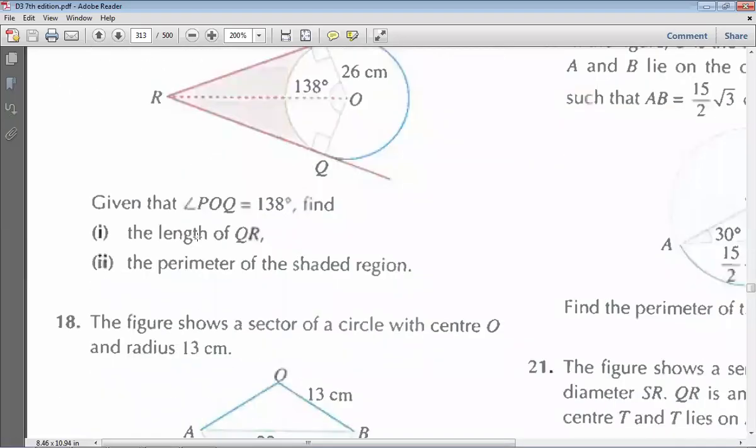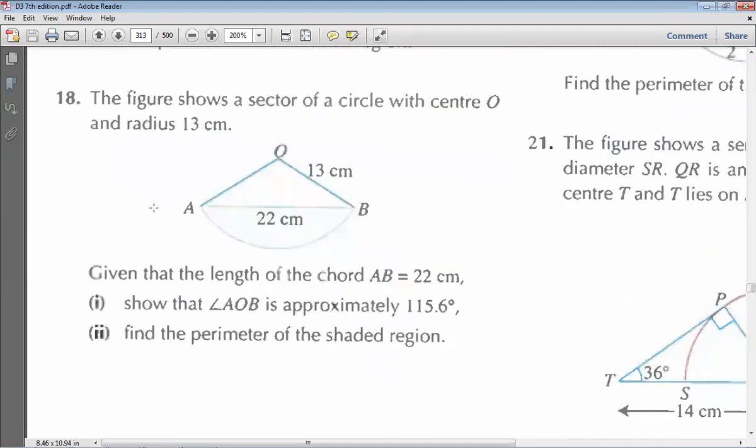Okay, so let's have a look at the next question. This is the next question coming up on your screen. That is question number 18. It says the figure shows a sector of a circle with the center O and radius 13 centimeter. Given that the length of the chord AB is equal to 22 centimeter, show that the angle AOB is approximately 115.6 degrees. That's the first question. We have to show that this angle AOB is 115.6.